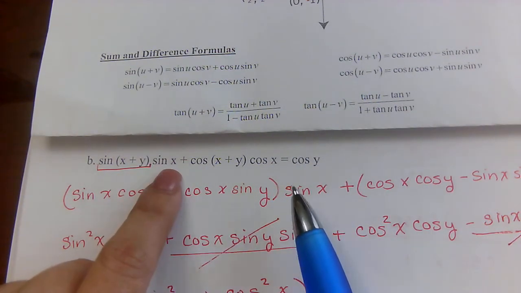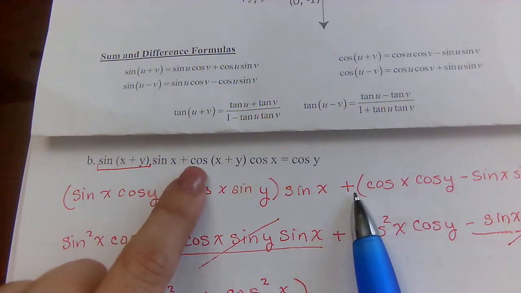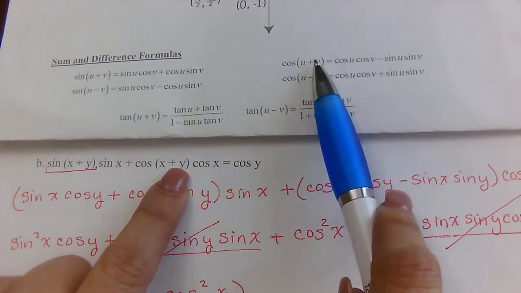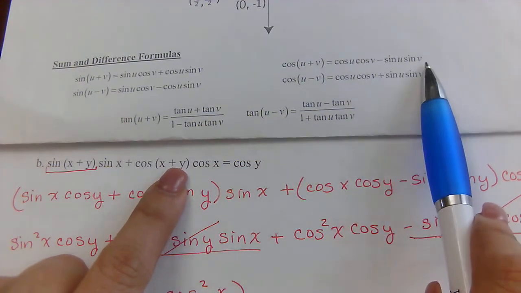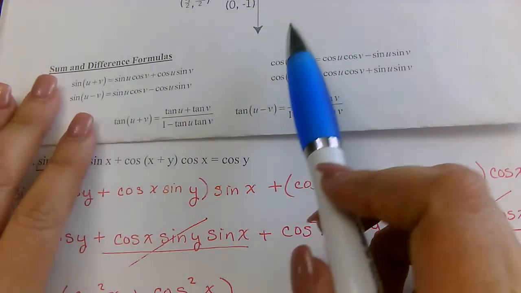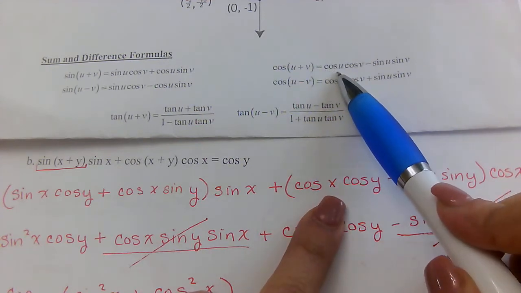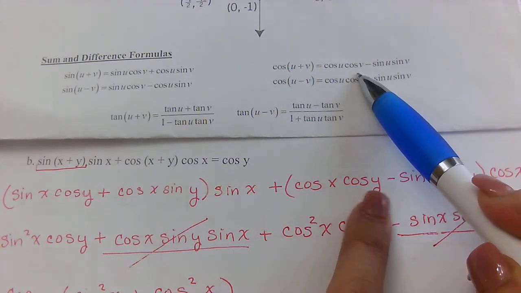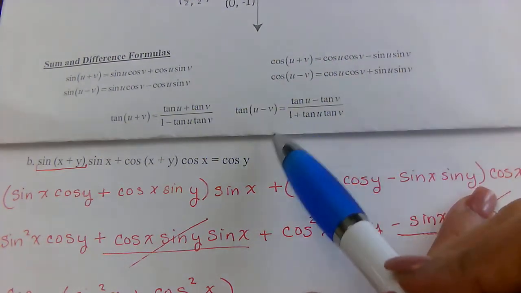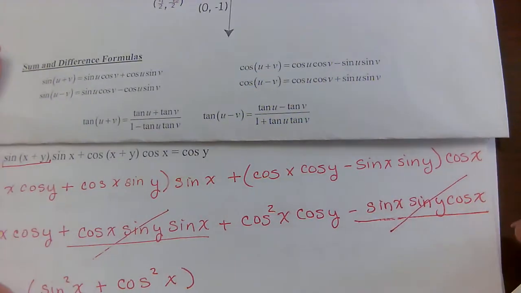Notice that the sine x is on the outside, so I kept it outside of the parentheses. Plus, and then I expanded the cosine plus. Cosine plus, I use this formula, again putting it in parentheses. Okay, so all I'm going to do is expand that. Here I have cosine x, cosine y, minus sine x, sine y. Notice that the cosine out here is a cosine x. I left that outside of the parentheses as well.